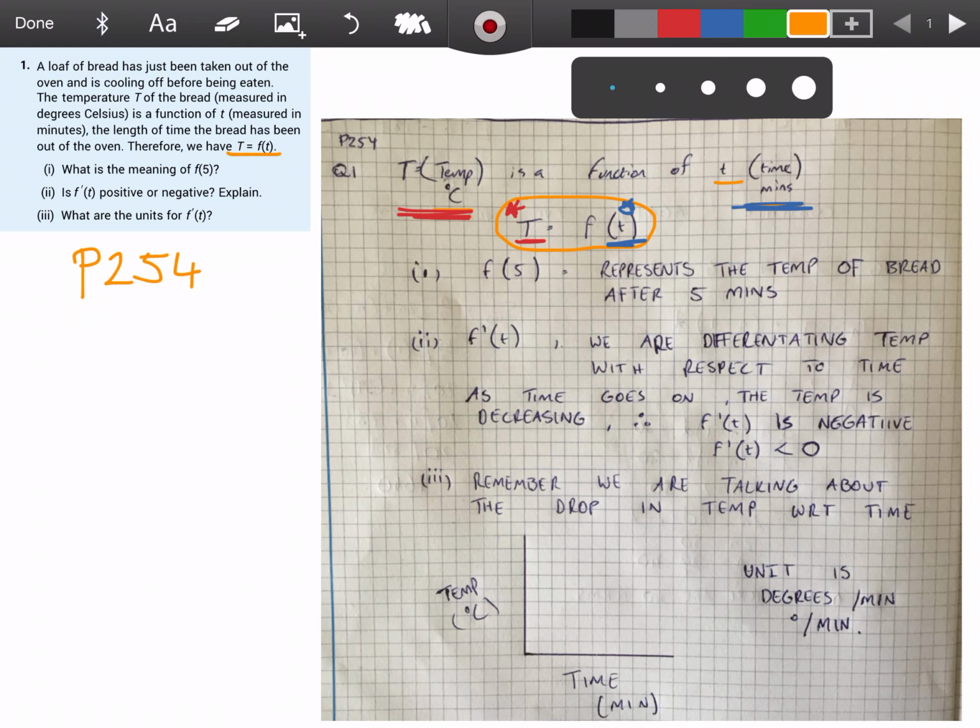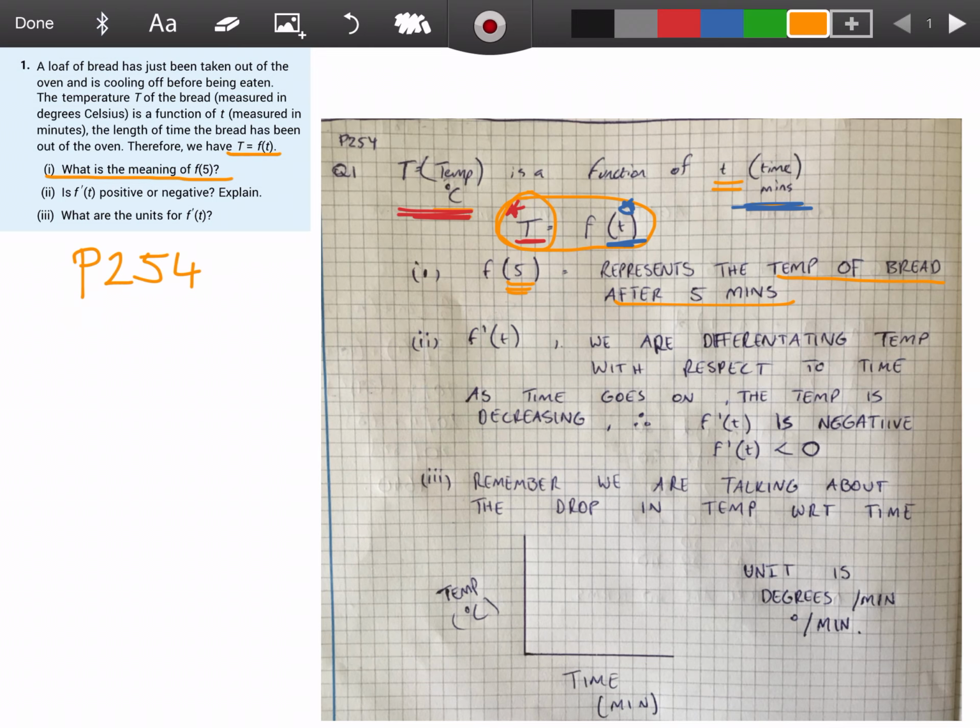So the first part asks, what is the meaning of F(5)? F(5) is the function of the temperature after 5 minutes. So we're substituting in 5 for the small t, which represents time in minutes. It's the temperature of the bread after 5 minutes. It'll tell us how hot the bread is, or what the temperature of the bread is after it's been sitting out of the oven for 5 minutes.